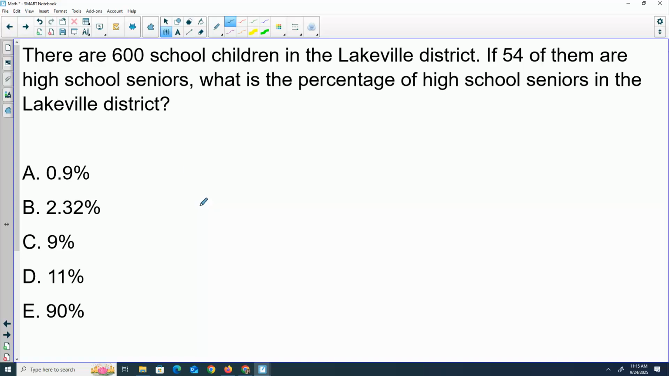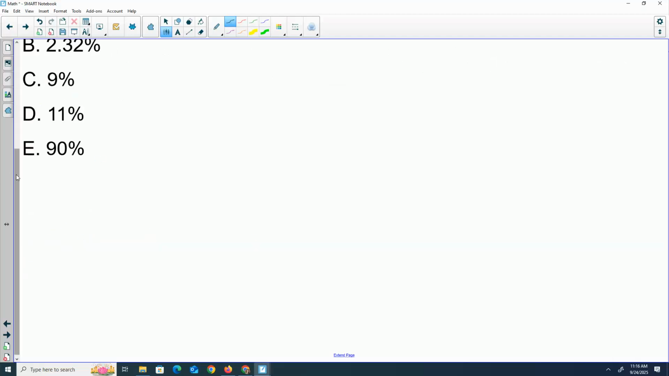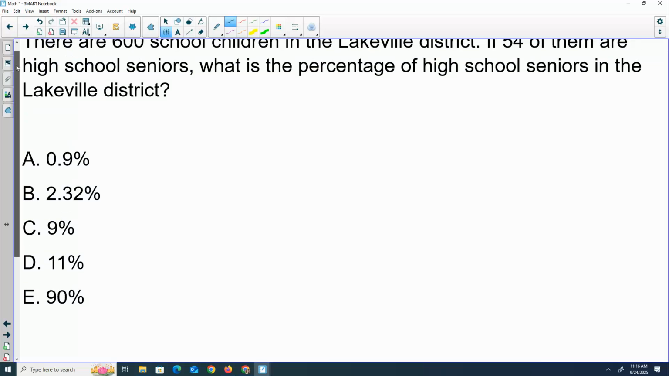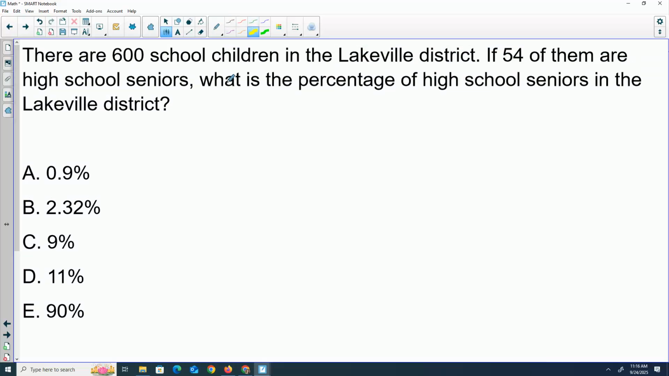All right, take a second. Read this question. Does everybody agree with that? Okay. Let's say you're taking this and you just have no idea. Percents aren't your thing, you don't know how to find it.